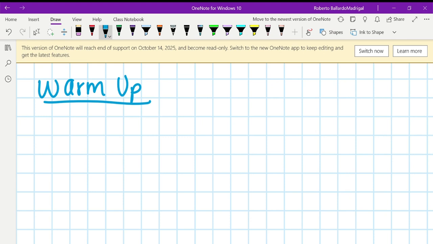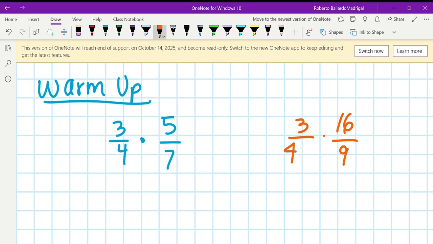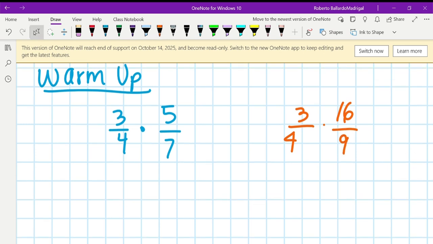Here's your first example. I want you to solve 3 over 4 times 5 over 7. And then I want you to solve 3 over 4 times 16 over 9. Okay, take about 2 minutes. All right, everybody, let's take a look.